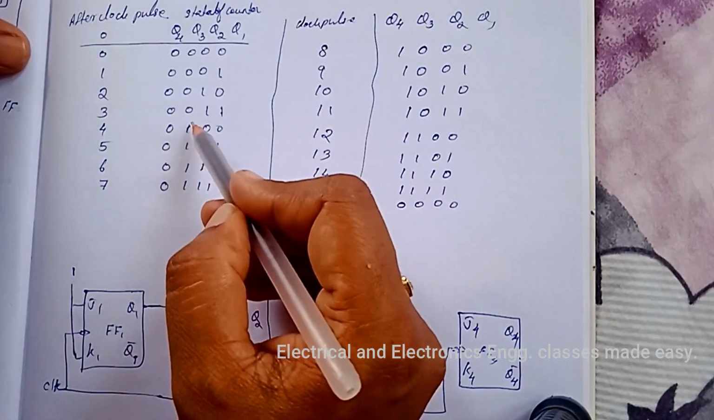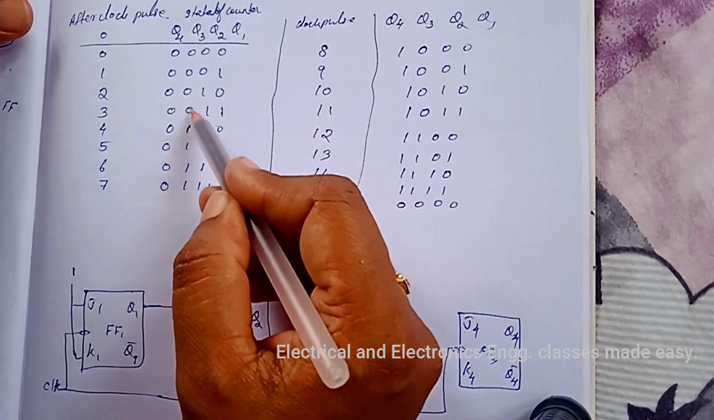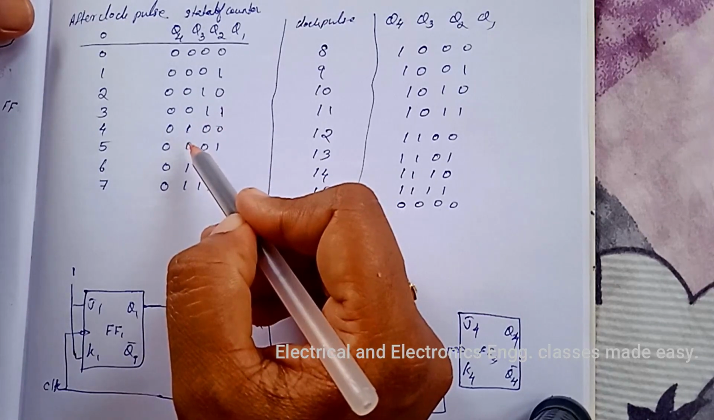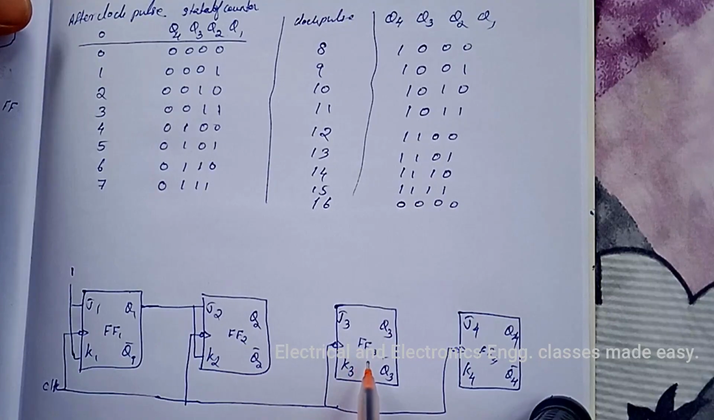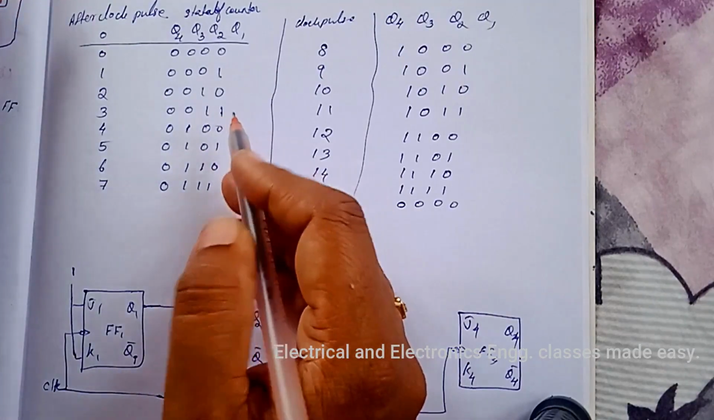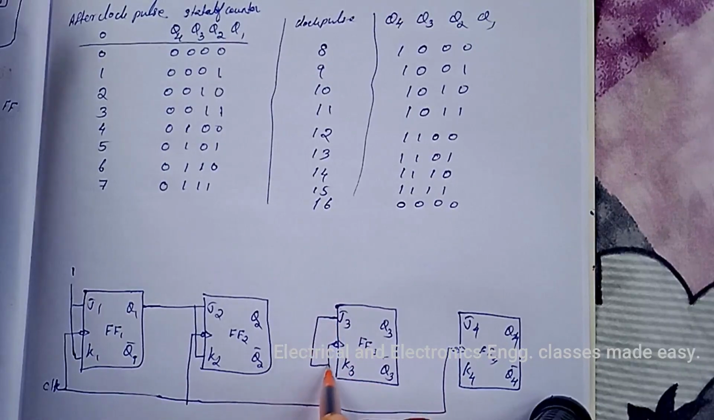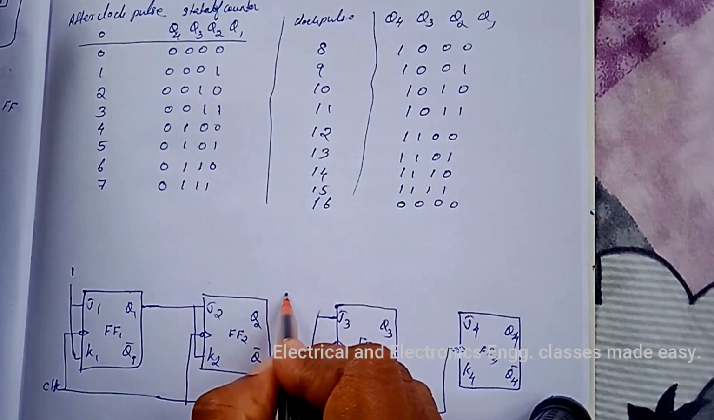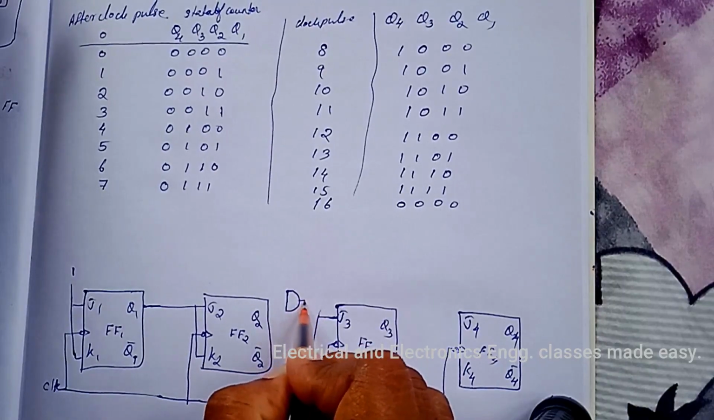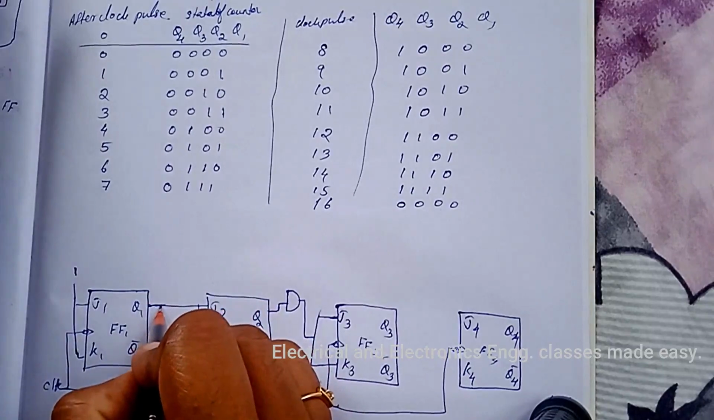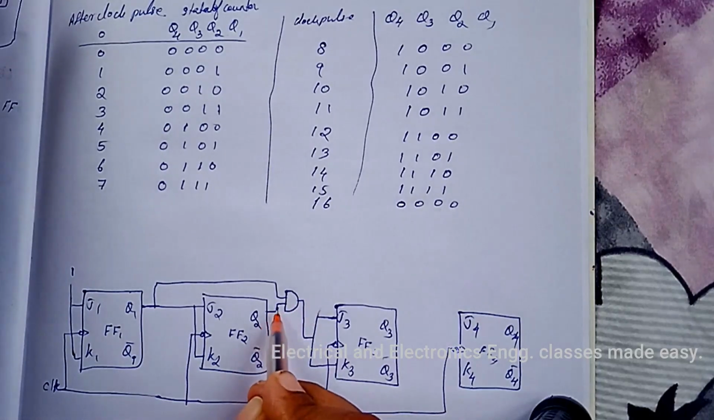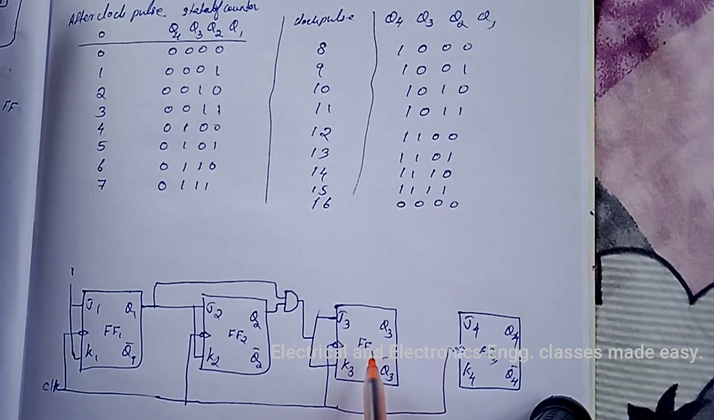And here Q3 changes whenever both Q1 and Q2 are equal to 1. That means the third flip-flop toggles whenever Q1 and Q2 are equal to 1. So J3 and K3 should be connected to Q2, Q1. For that we should connect an AND gate here, and Q2 and Q1 are the inputs to this AND gate. So whenever Q2, Q1 is 1, the third flip-flop toggles.